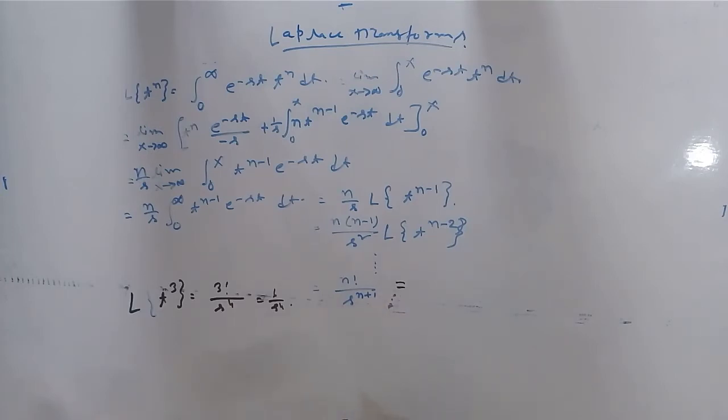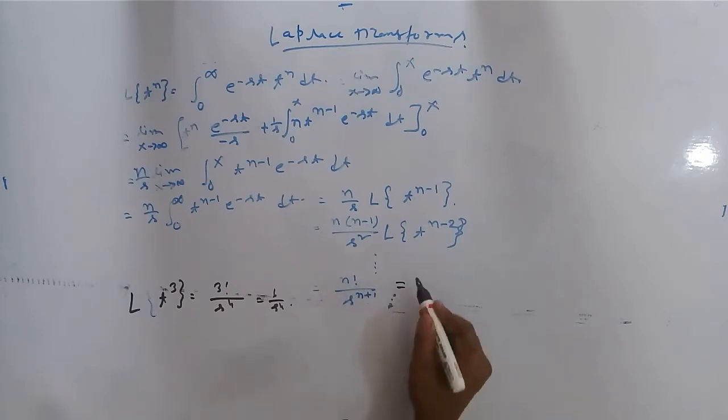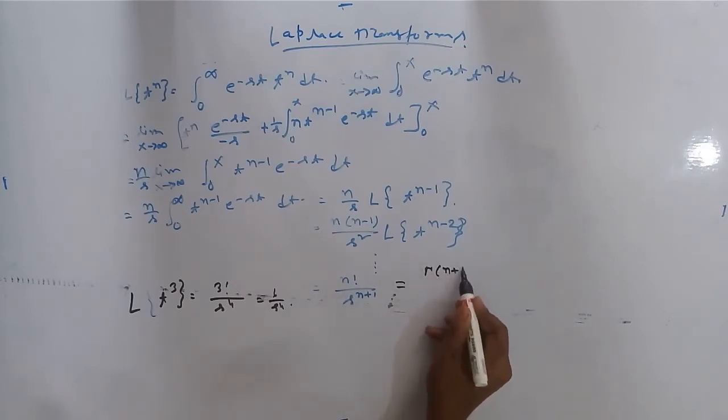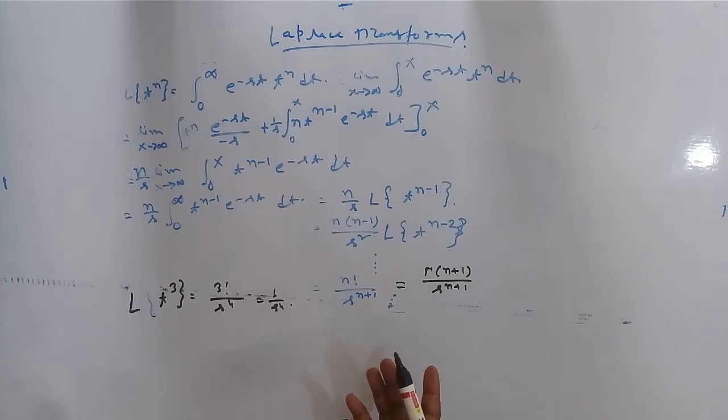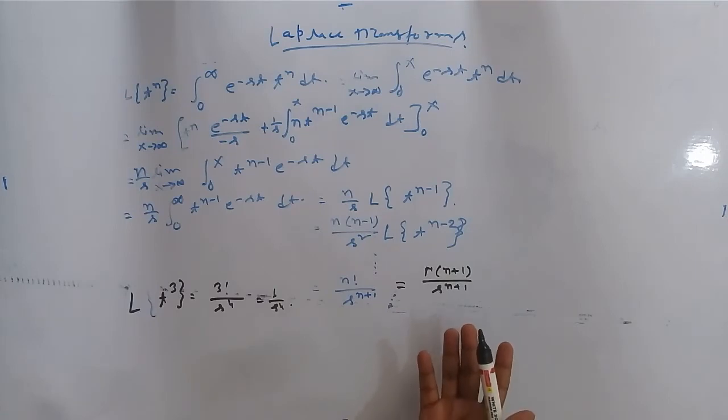Since we know that gamma n plus 1 equals n factorial, in place of n factorial we can also write gamma n plus 1 by s to the power n plus 1. We can use gamma n plus 1 in place of n factorial when n is a fraction, since factorial of a fraction does not exist. So when n is an integer, we use the factorial result. When n is a fraction, we use the gamma result. Now I'll go to the next result.